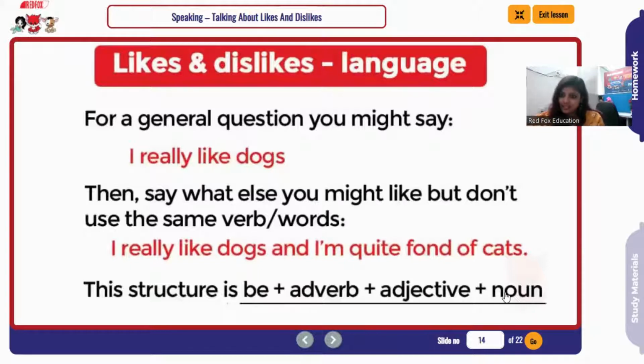Okay. This is your sentence structure. Now, a webinar is not a very ideal place because you don't have the time and the connection. I don't really know any of you well enough to understand each of your grasping capacity. But for those who it'll be helpful for, you can use this structure to frame your sentences: be plus adverb plus adjective plus noun. For those who are not able to understand the structure, you can always contact Red Fox Education and we can maybe arrange a class or two just so that you can understand this.